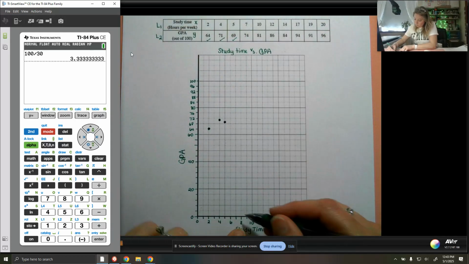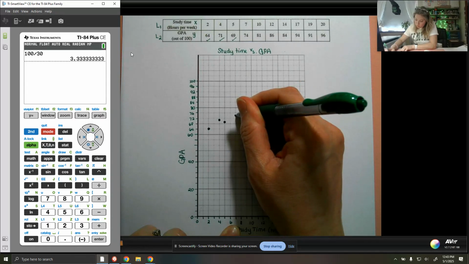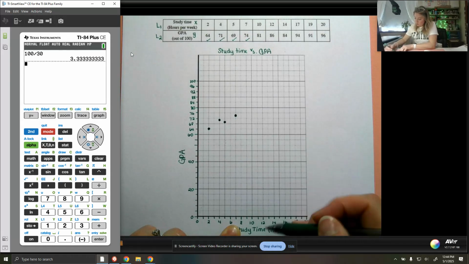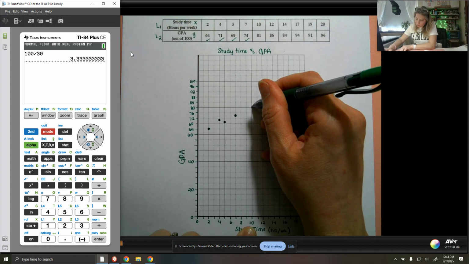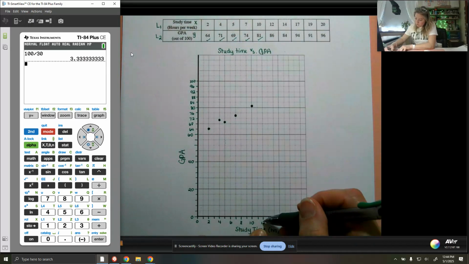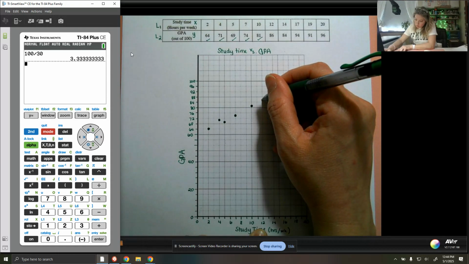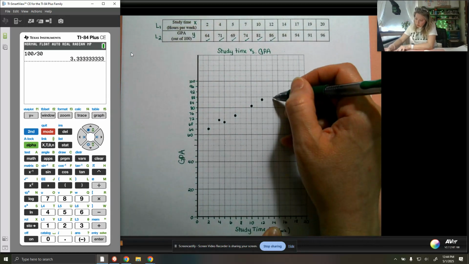7, 74. Halfway between 72 and 76. 10, 81. So we've got an 80, so just above it is an 81, closer to 80, of course, than 84. 12, 86. Okay, so that's going to be halfway between 84 and 88. 14, 84. That'll be right on a grid point.